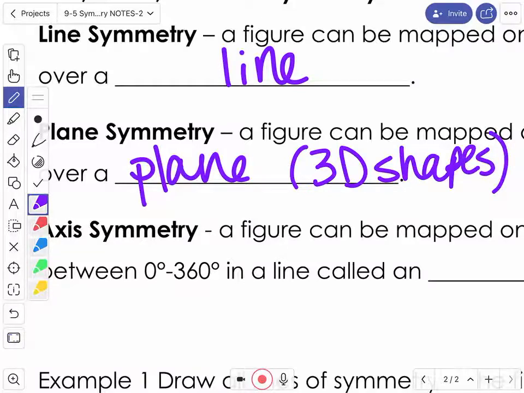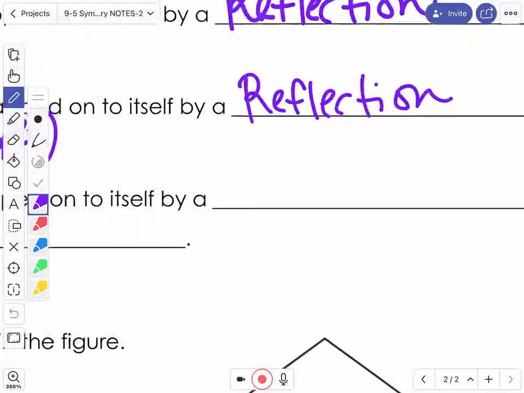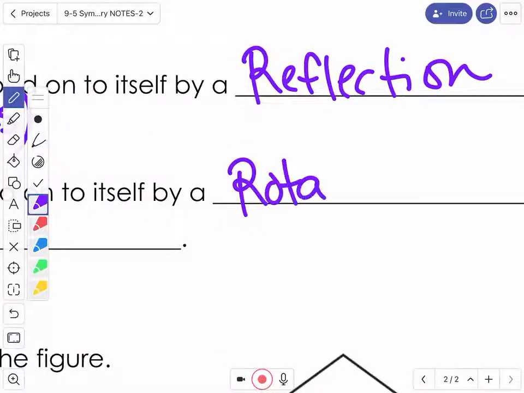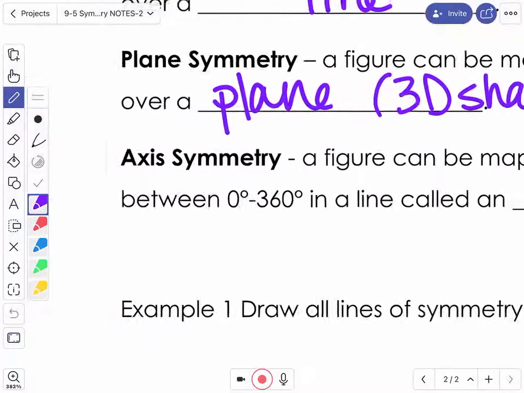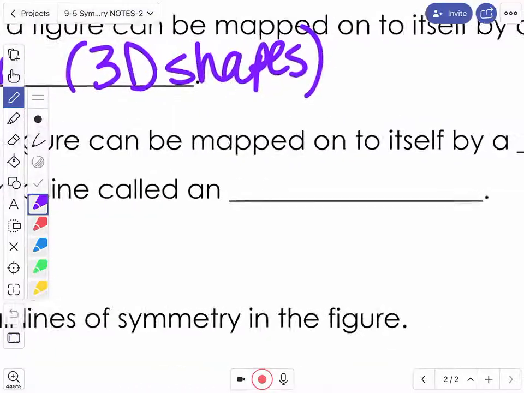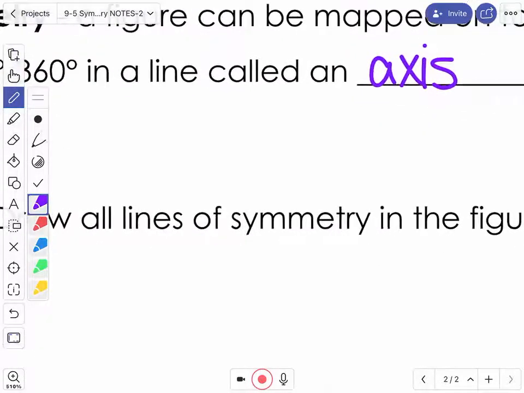And then our last one is the axis symmetry, which says a figure can be mapped on itself by a rotation this time, over an angle between 0 and 360 in a line that we call an axis. Just like the globe has its own axis, same idea here. We're going to have an axis that could possibly pass through a 3-dimensional shape. And if we turn that 3-dimensional shape, does it line up exactly where it started? Does it line back up to the original shape? So let's see what happens with our figures here.